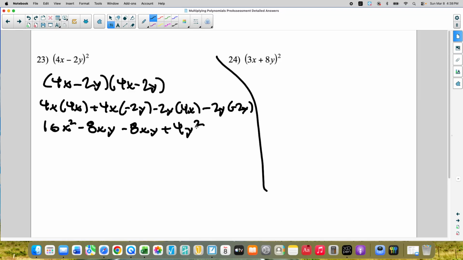So this time, because they're binomial squares, I know that these are going to be doubled. They have to be identical. 16x squared minus 16xy plus 4y squared. Another good one. And this is in standard form.